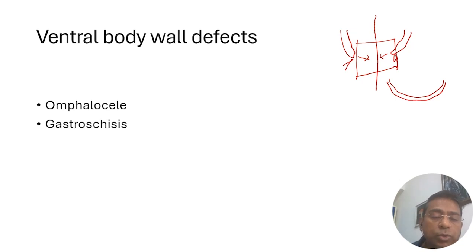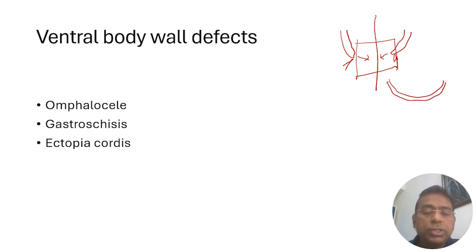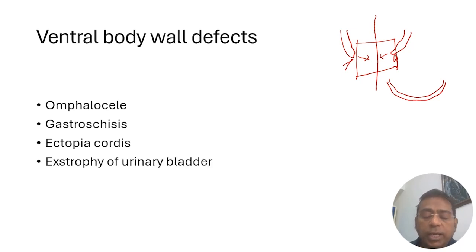And these are the two defects in the abdominal region. We are going to see these two in the coming slides, the omphalocele and gastroschisis. If this defect happens in the thoracic region, it results in ectopia cordis. So the heart remains outside of the thoracic cavity. Another defect is exstrophy of urinary bladder, where the bladder wall remains exposed to the exterior because of the defect in the ventral body wall. You will study this during the development of the urinary system.